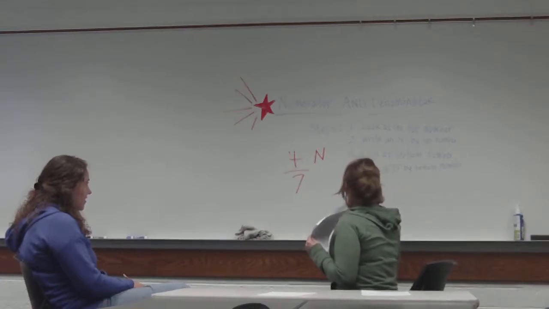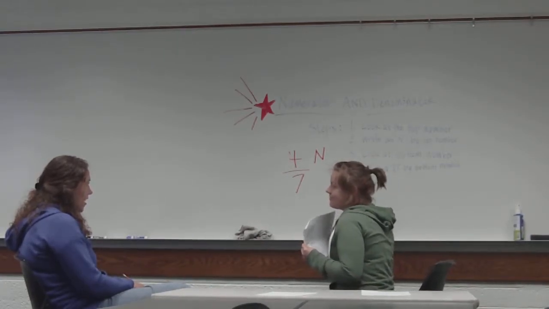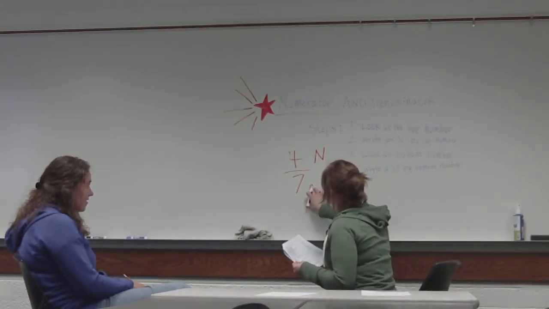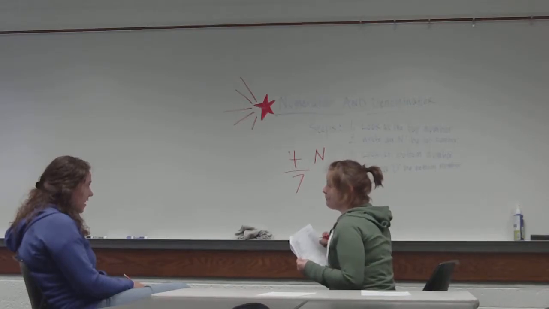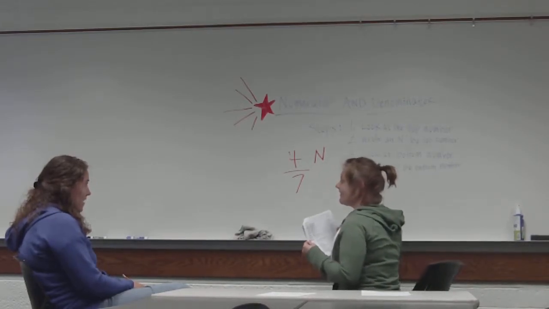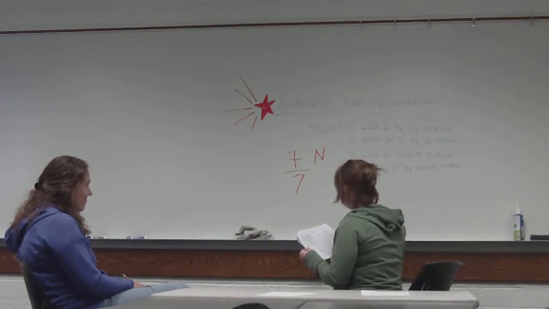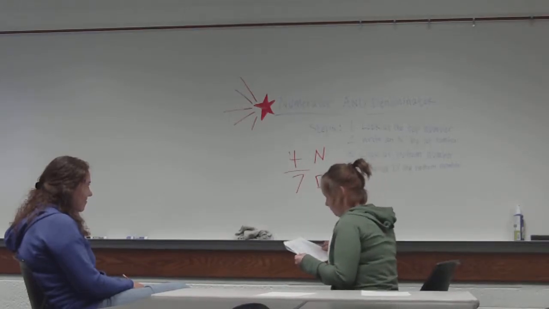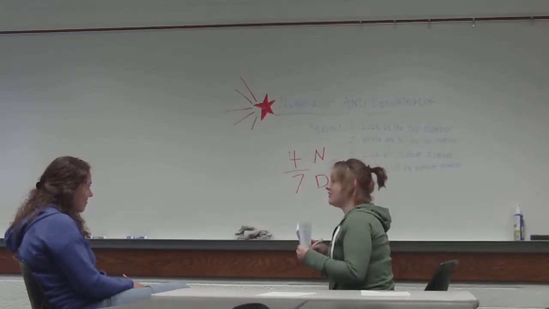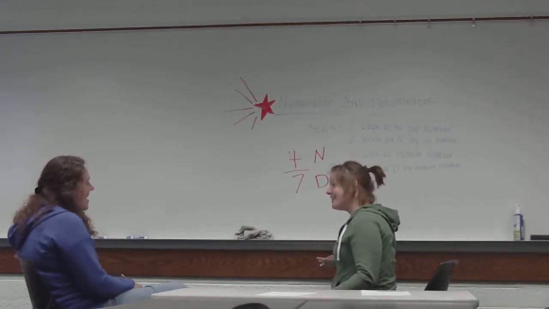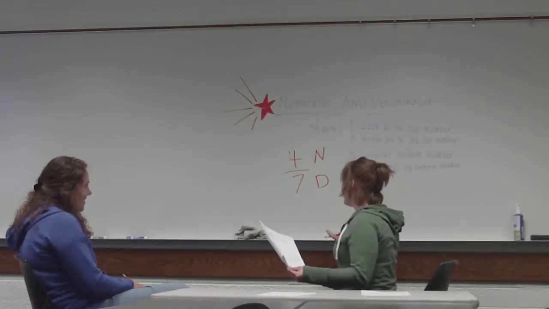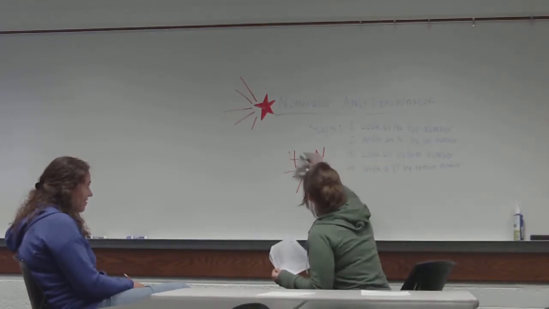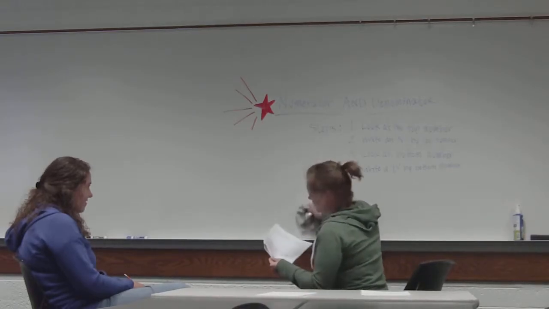Okay, what is the next step? Look at the bottom number. Very nice. So we look at the bottom number, and then what is the next step? Write a D by the bottom number. That is right. So we will write a D by the bottom number. The D stands for what, everyone? Denominator. Excellent. That is a long word. Very good. All right. Let us try another example.